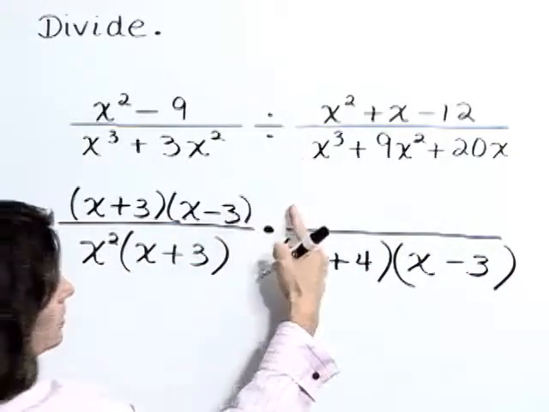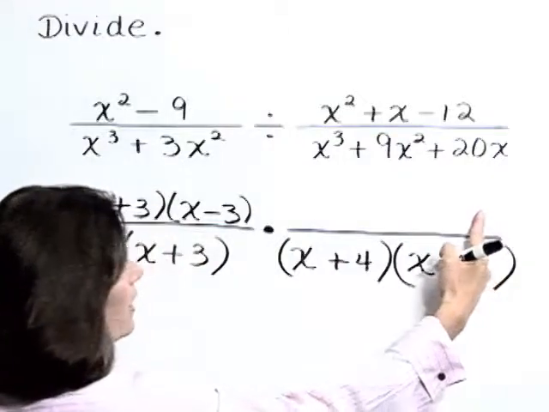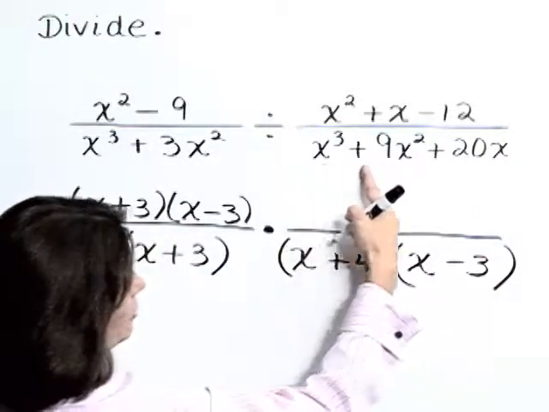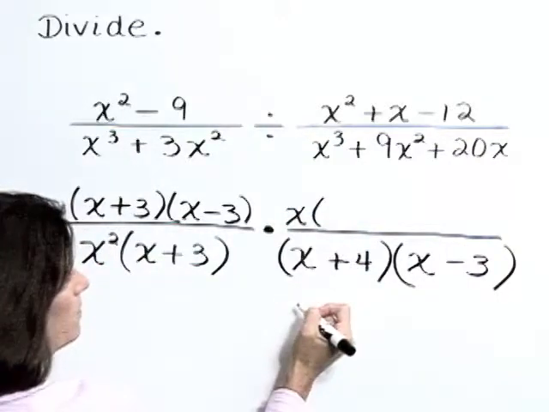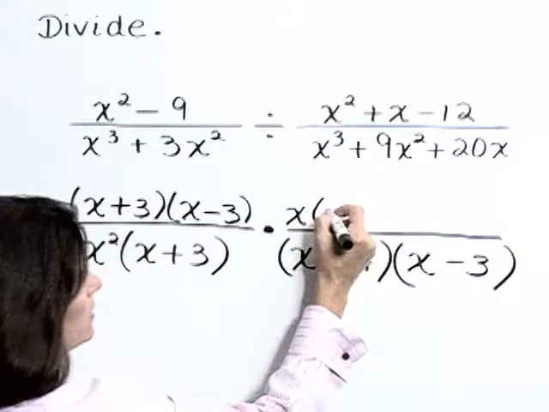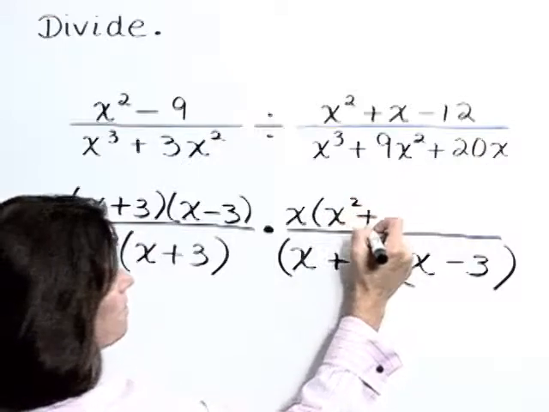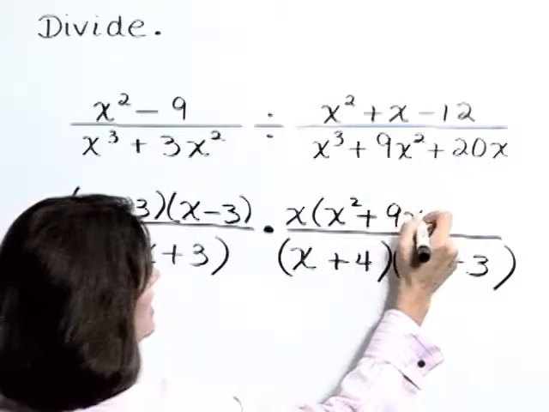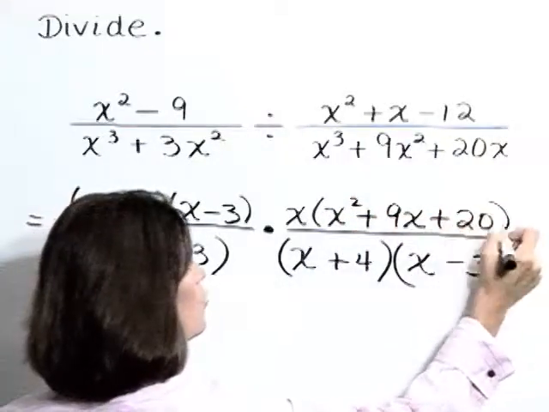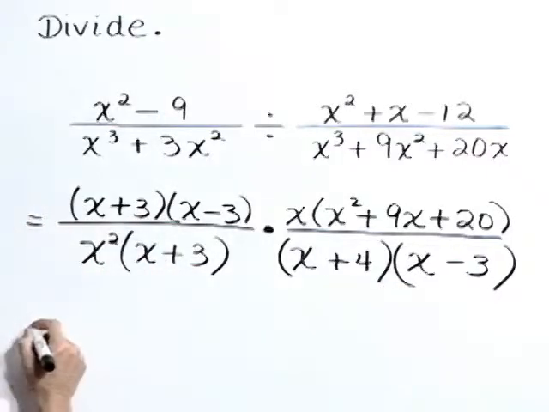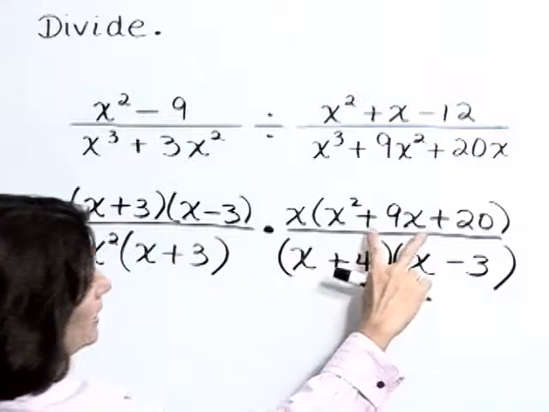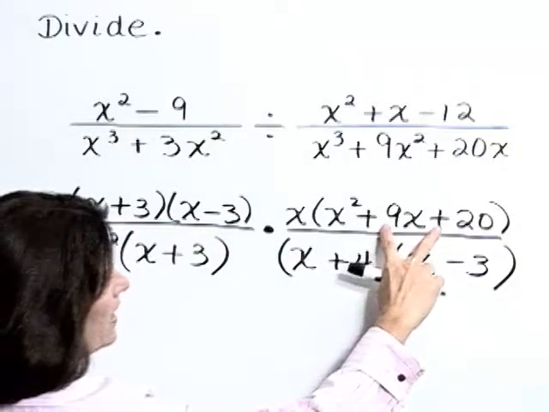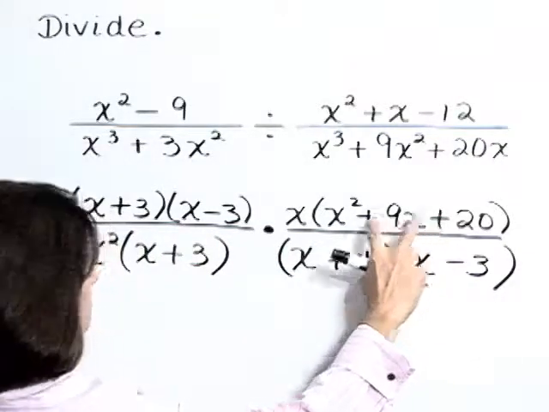This denominator becomes the numerator in our product. Let's begin factoring it by pulling out a greatest common factor of x. So it becomes x times x squared plus 9x plus 20. Now we have this in a product form. Everything's looking good. But I'm going to take another step and go ahead and factor this trinomial.